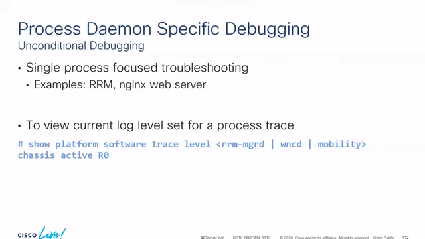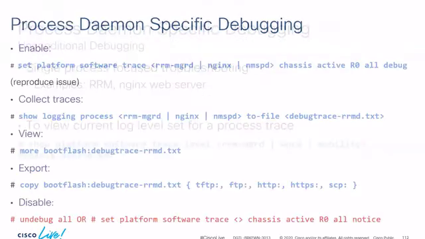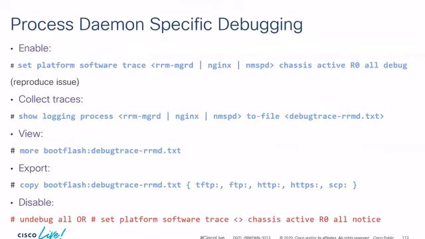So to do that, the first thing you would do is actually verify what is the current trace level set for a given process, and then you can go ahead and enable the process to a debug level. Within a process, there are multiple submodules. If you do the set platform software trace, say RRM manager, chassis active R0 question mark, you will see a lot of submodules, but you don't have to necessarily try to figure them all out. By simply using an all modules debug option, you should be able to set all the modules to debug level.